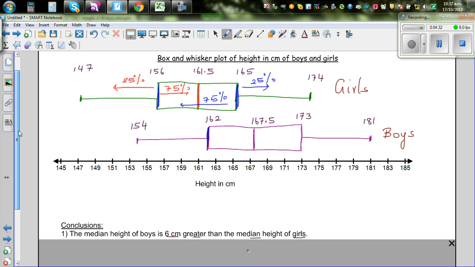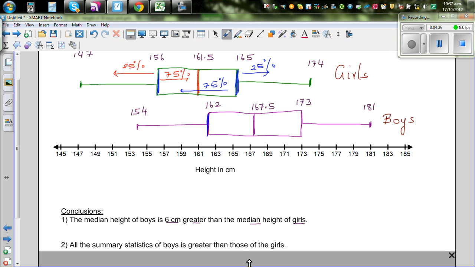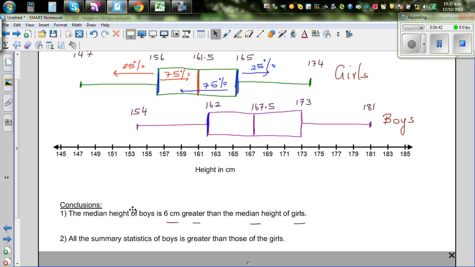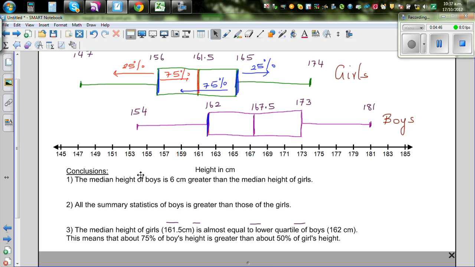First you have to state the obvious. This is one very obvious thing that you can see: all summary statistics of boys are greater than those of girls. This is a very general statement.